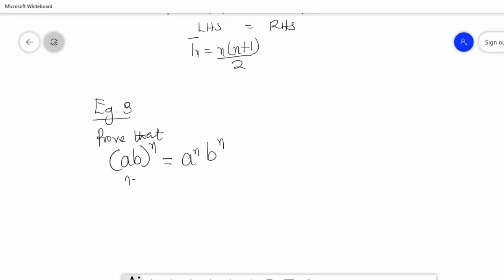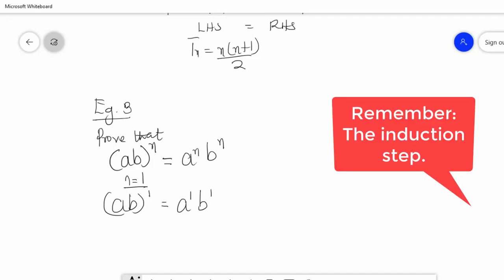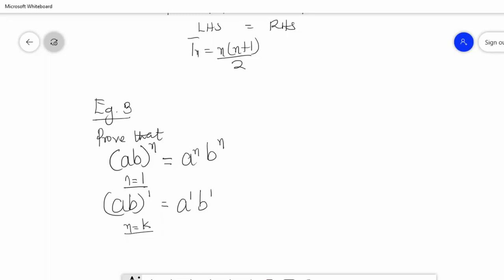Our first iteration shall be set to n equals 1, and then we shall do substitution to confirm that (ab) all to the power 1 is equal to a to the power 1 times b to the power 1, and this is indeed true. So we shall now set our next iteration to be n equals k and assume that expression to be true. So we have n equals k, and then by substitution we shall have (ab) all to the power k equals a to the power k multiplied by b to the power k.